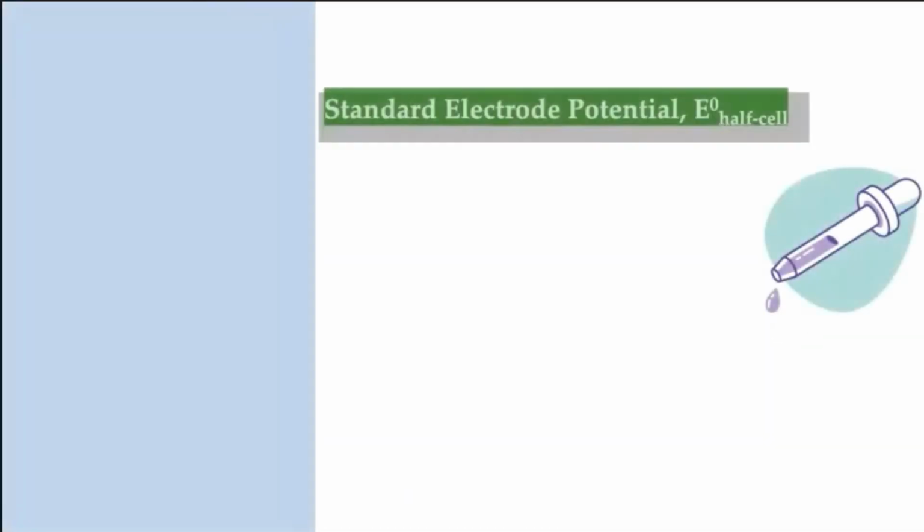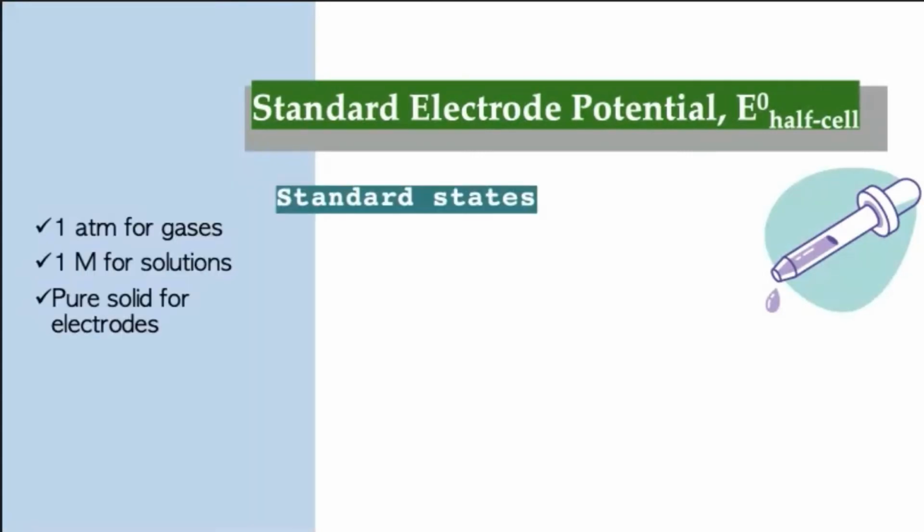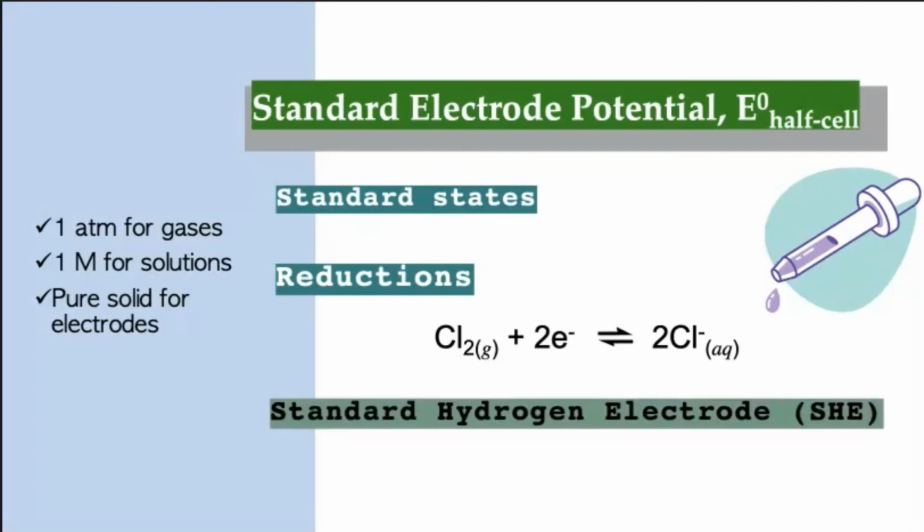The standard electrode potential, or E naught half cell, is the potential associated with a given half reaction when all the components are in their standard states. By convention, half reactions are written as reductions, as shown in this example, and the values are relative to that of a standard hydrogen electrode, or SHE, with standard electrode potential defined as 0 as stated in the IUPAC sign convention.